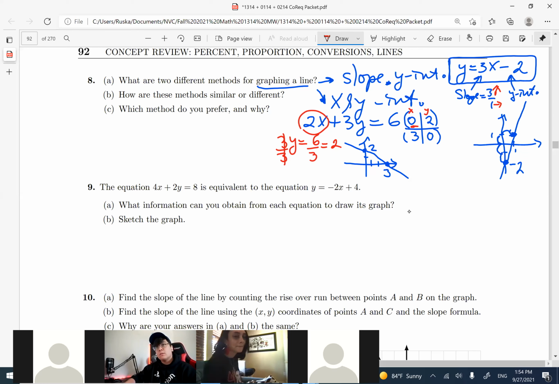Okay. So if you like the first method, the slope and y-intercept method, you have to get the equation y by itself. If the equation is not y equals, you have to move everything over and get y by itself, and then use that method. Okay? Any other question? Somebody else like the other one? No? Okay, so that was number 8.